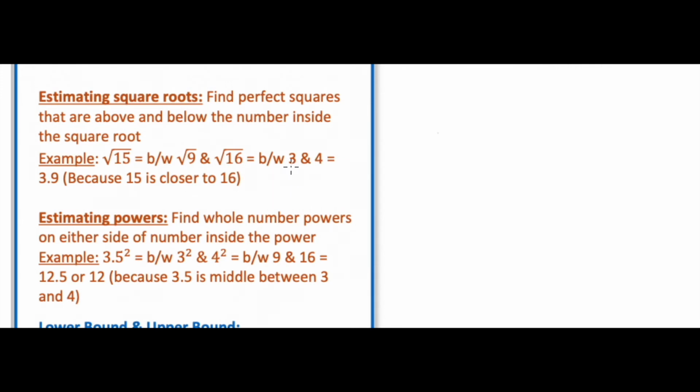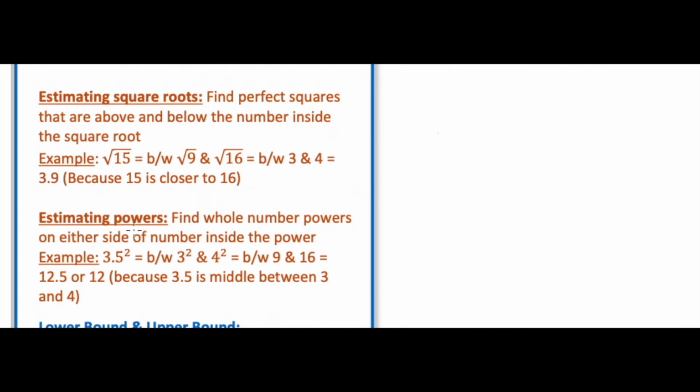The solution lies between 3 and 4, and between 3 and 4 there are so many numbers, so which one do you have to take? For that you look at 9 and 16, and which one is closer to 15? So look, 15 is very close to 16, so that's why you will take 3.9.